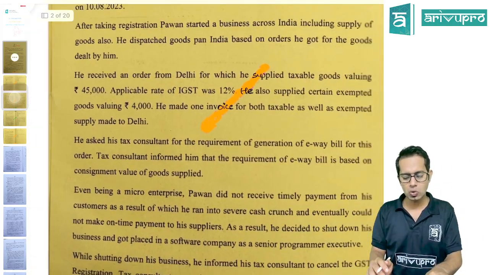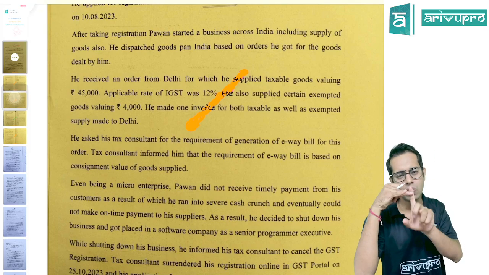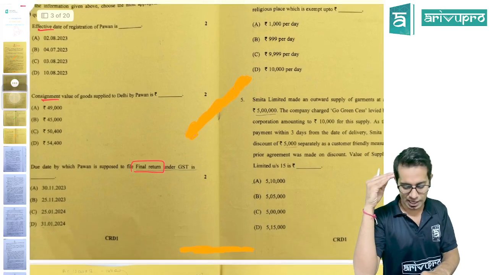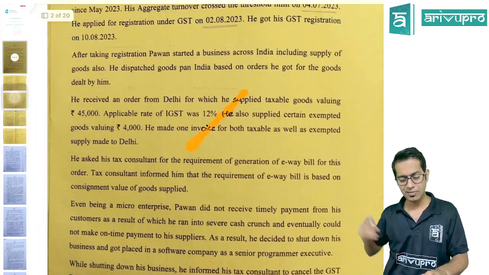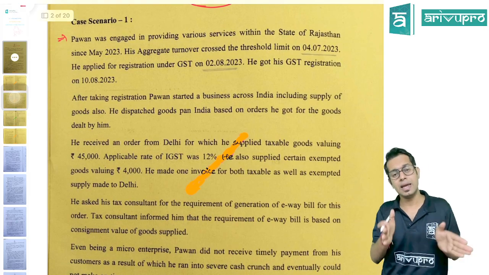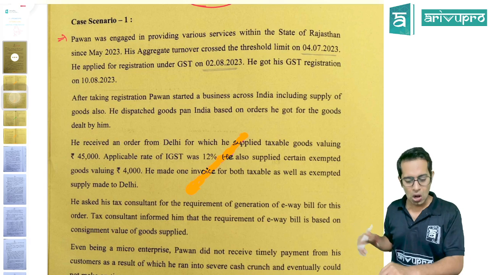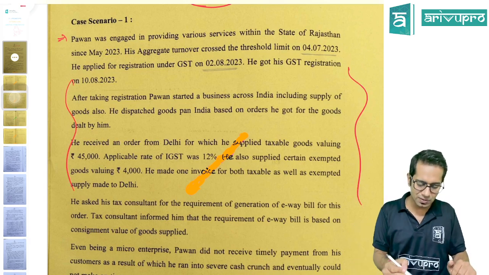So by this, what is going to happen? Now I know that there are three things which they are asking in the question. What is the consignment value, what is the effective date of registration, and what is the date within which I should file my final return. So now when I will read this case, I will be reading this case keeping in point of view what is asked in the question, or else there is a lot of story which they would have written, and this story is something which is of no use to us.